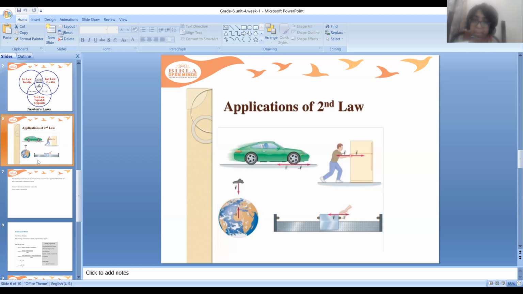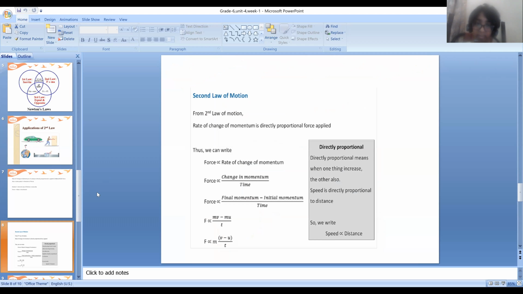Yes, ma'am. So, yesterday we discussed Newton's second law of motion, which states that the rate of change of momentum is directly proportional to force applied. Have you all learned it? Yes, Rudranesh, can you tell me what is the second law of motion?